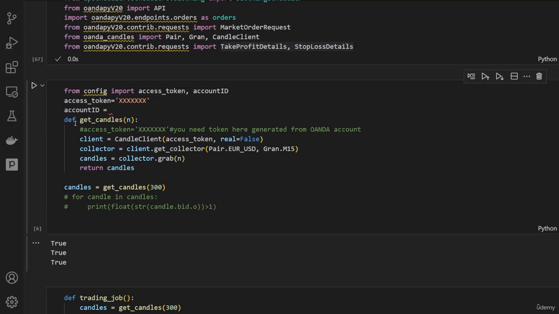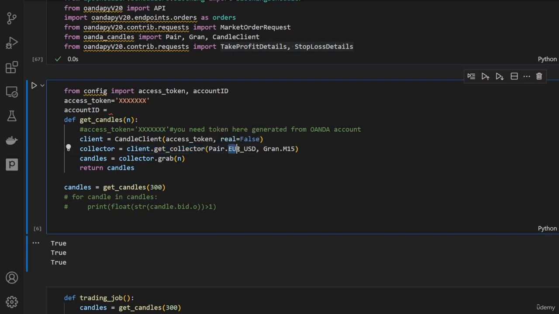So now we can define the get_candles function and the number of candles we want to get right now. So this is live candles now. If I call this function, it's going to download candles for me from the Oanda platform. So client is equal to the candle client. Access token is provided. Real is equal to false because it's not a real account. It's a demo account or a practice account. And we're using the collector, or the client.get_collector.